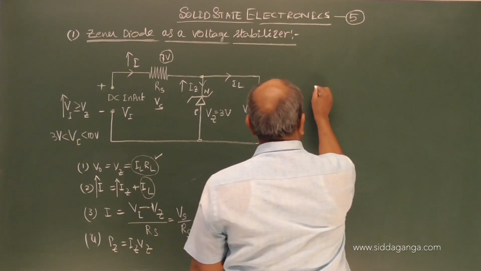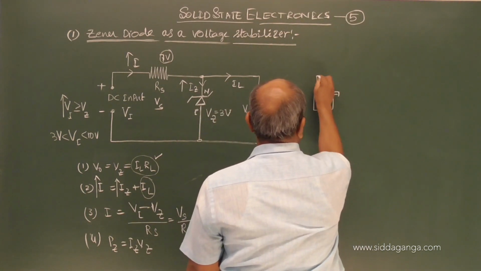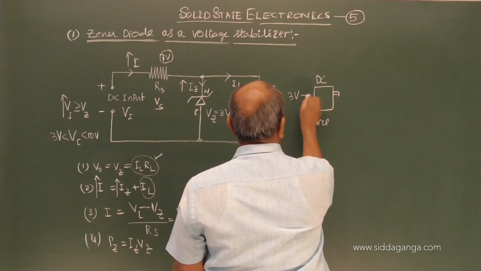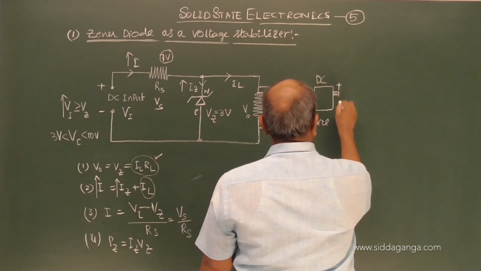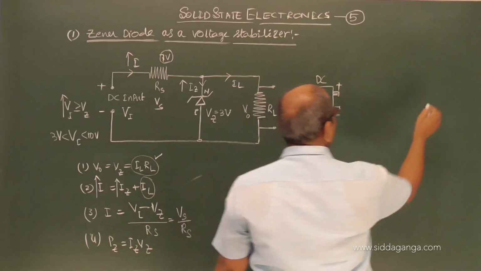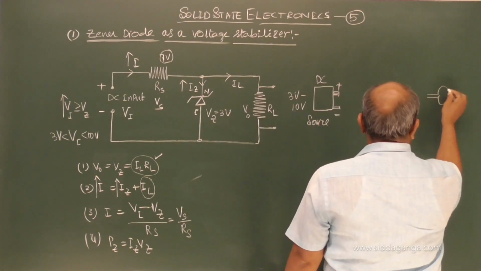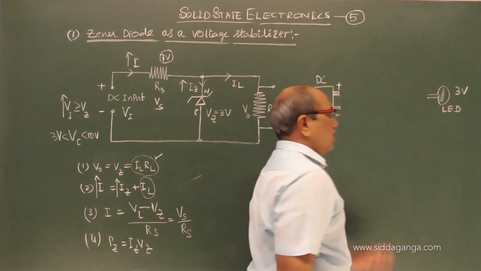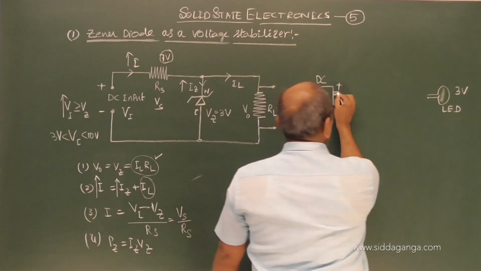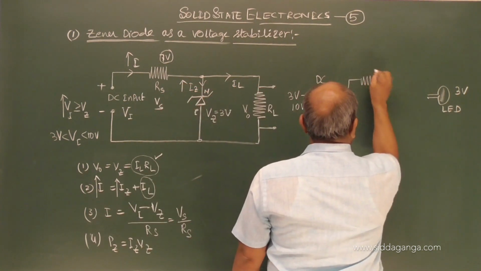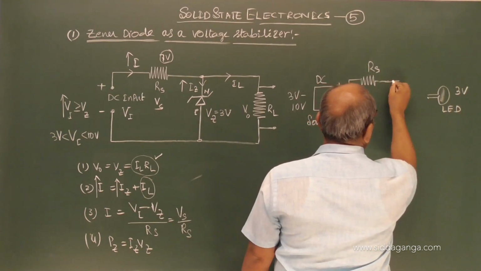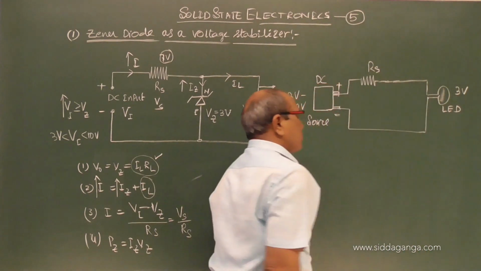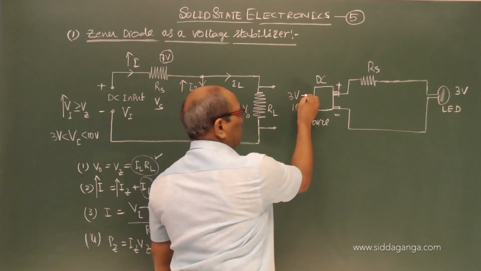Suppose we have a DC source, maybe a 3 volt to 10 volt supply. This is the positive terminal and this may be the negative terminal. I want to light an LED bulb, a light emitting diode, which can function at 3 volt. Imagine, for that I use a limiting resistor and connect it to this, and the other side I connect to this.